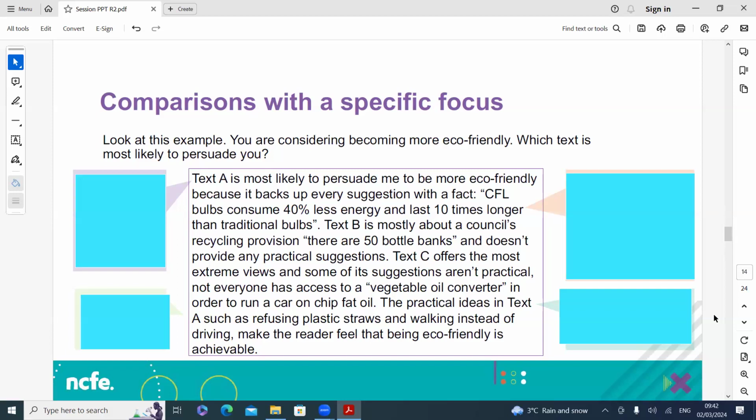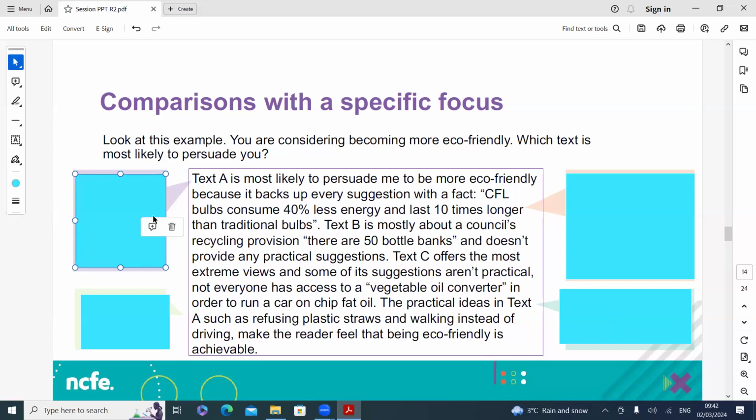Okay, so anything you notice about this answer? Yeah, I think A makes more sense. I can go on A. A is more convincing. So they are saying that text A is more convincing.